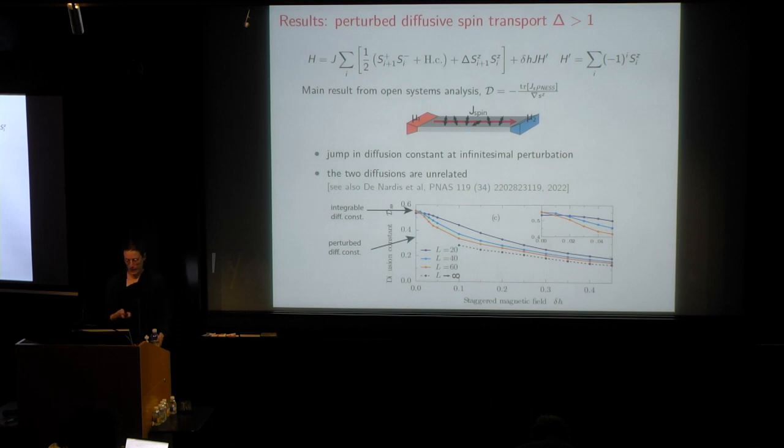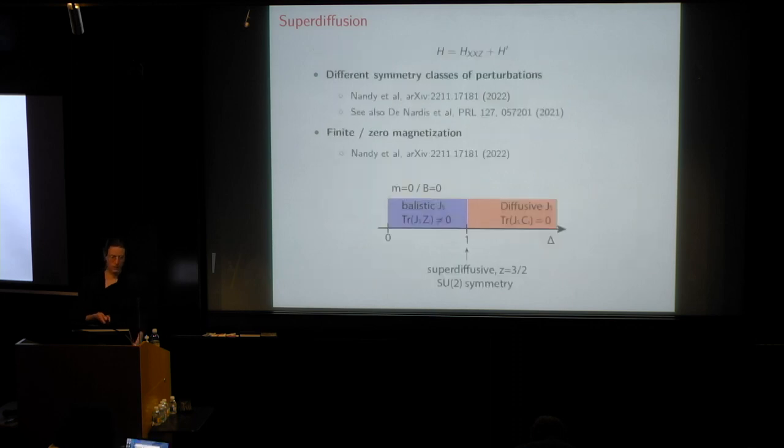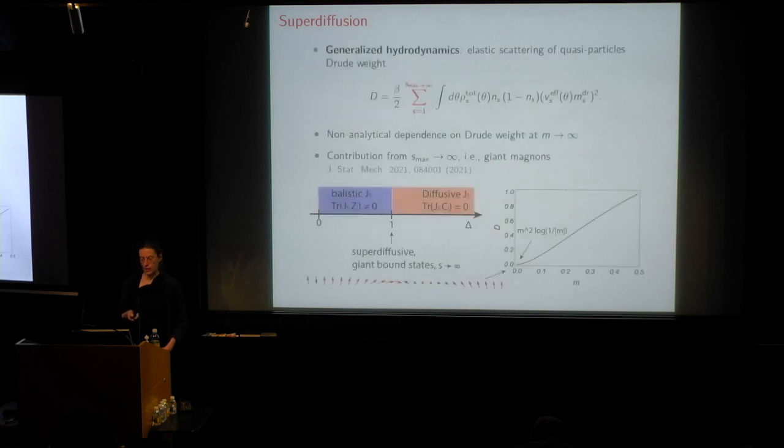All right. Now, the second regime that we attempted was the superdiffusive one, which appears at the isotropic point of the Heisenberg model. Our attempt here was to characterize how robust the superdiffusive transport is. Superdiffusion in the Heisenberg model is quite exotic and interesting.